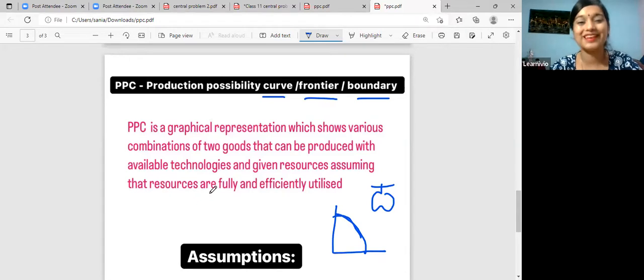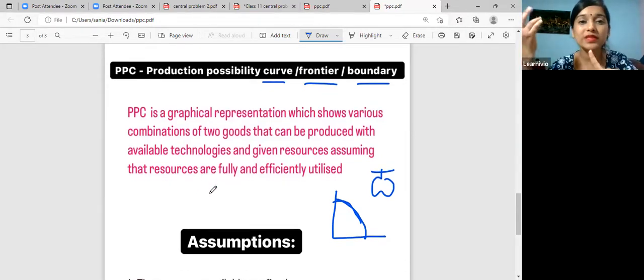Oh my God, what is this? So first, just remember one thing. What is PPC? Just the full form: production possibility curve, frontier or boundary. Then, ma'am, what is this? This is the graphical representation. Now, what is this graph showing? This graph shows the combination of two goods. You have two goods, right? Whether you are producing furniture or pens, you will always have two goods. So this shows the combination, whether you are producing 4 furniture and 2 pens. Let's take the example of pen and chocolate. Whether you are producing 2 pens and 1 chocolate, or 3 pens and 2 chocolates. So it is the combination of two goods that can be produced.